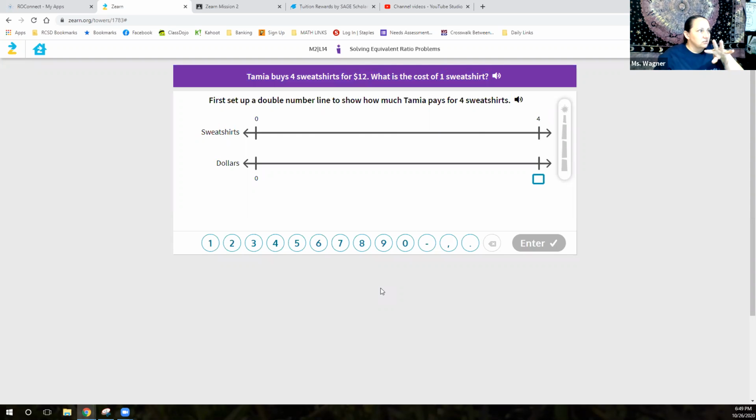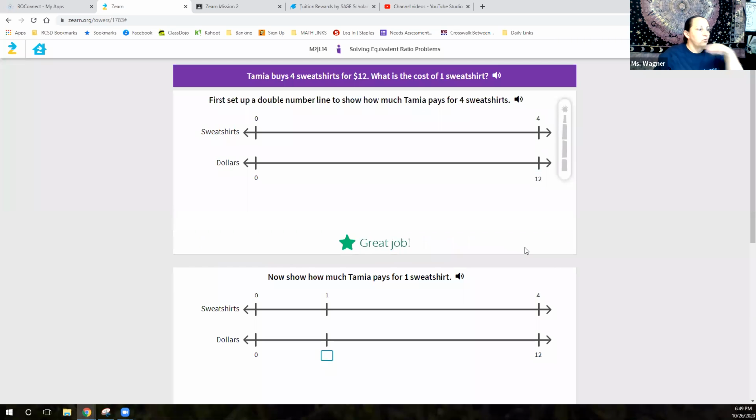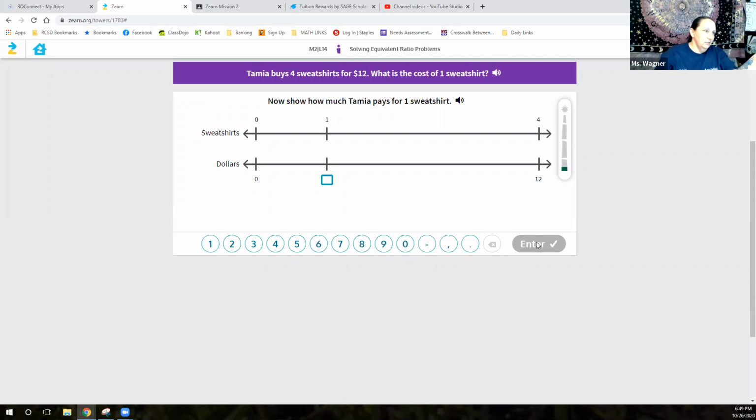Tamia buys 4 sweatshirts for $12. What's the cost of one? So she gets 4 for $12, it's right there. But we want to know what's one, bring it down to one. So how do I get from 4 to 1? I divide by 4. So you have to divide the other one by 4 to keep that relationship the same. Whatever I do with this guy, I gotta do to this guy. It's gotta be the same when I move down or up that number line. So 12 divided by 4 is 3.